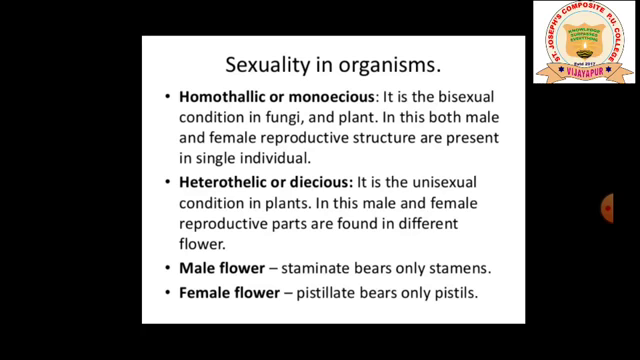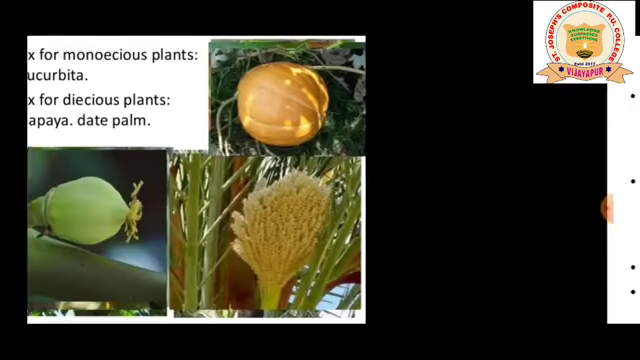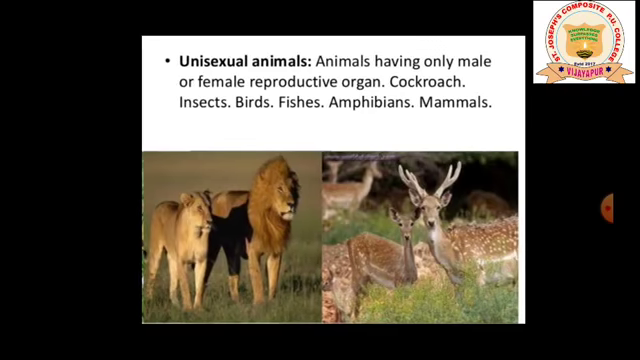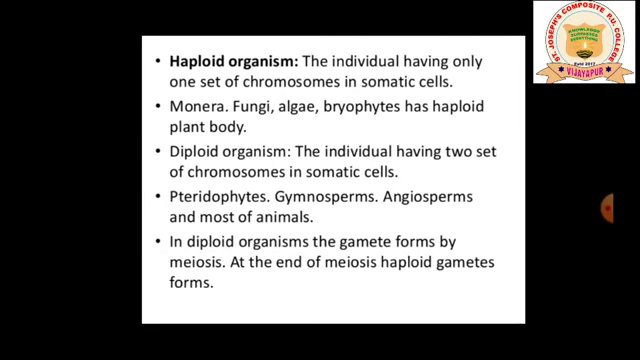So we have seen concepts like homothallic, heterothallic, hermaphrodites, and unisexual animals. Now today's session I'll be explaining some different concepts like haploid organisms and diploid organisms. It depends upon the number of chromosomes present in the DNA.